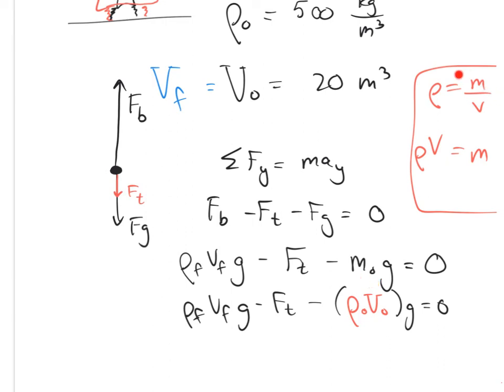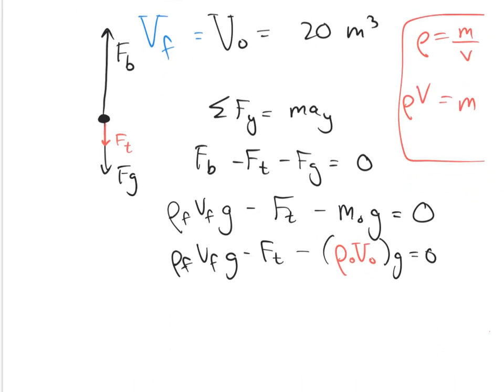So if I look at this formula right here and I multiply by V, I get rho times V equals M, which is right here. So replace M with rho V. So I replace this M right here with rho V. Okay, it's an equivalent expression. At this point, we know everything in this formula except for FT. We can move everything over or just move FT over, which is easier. I'm just going to move FT over.